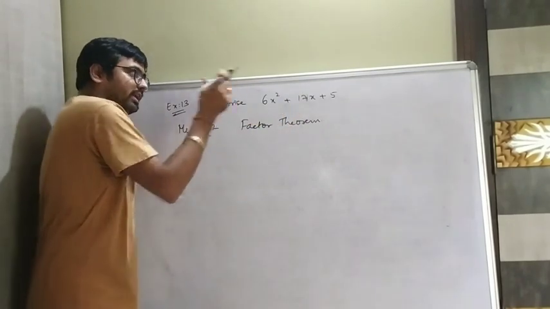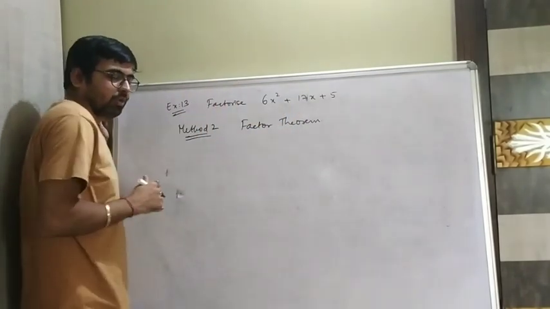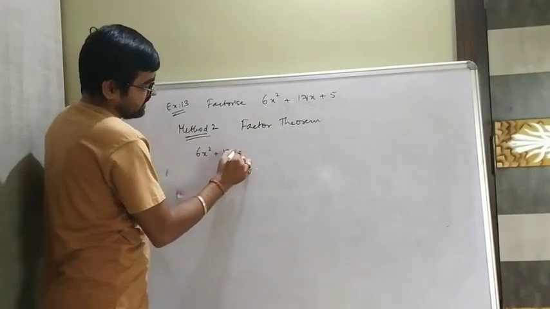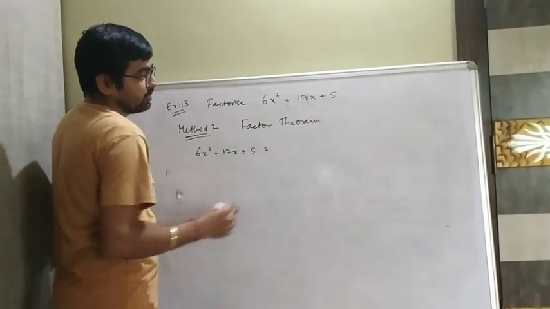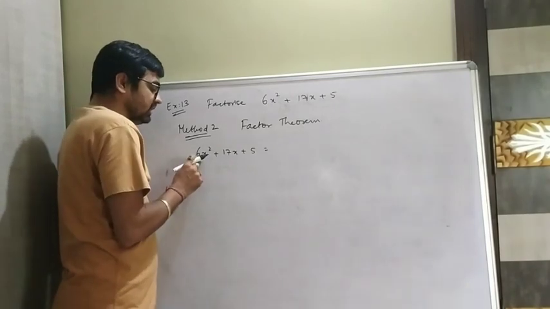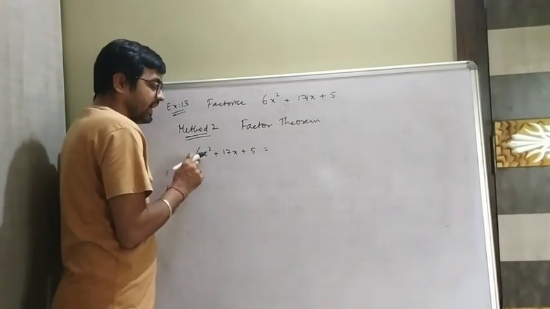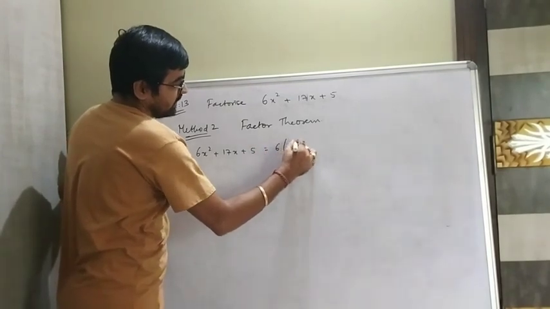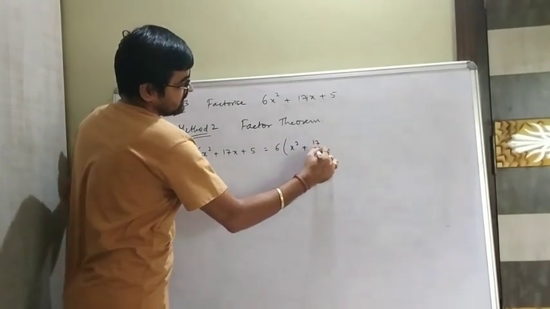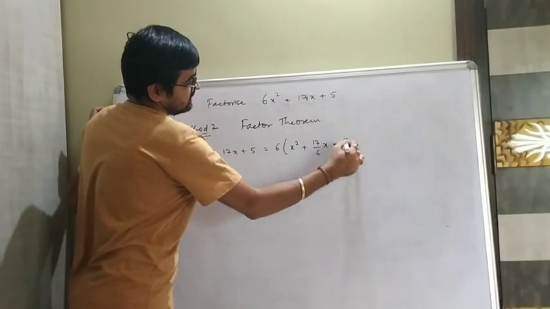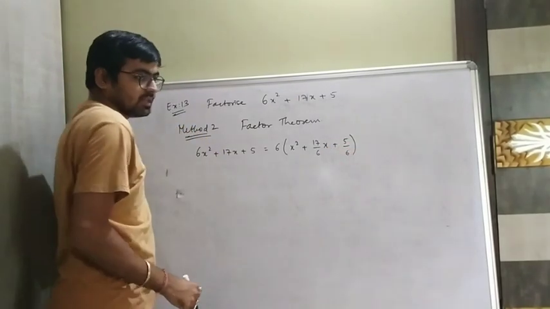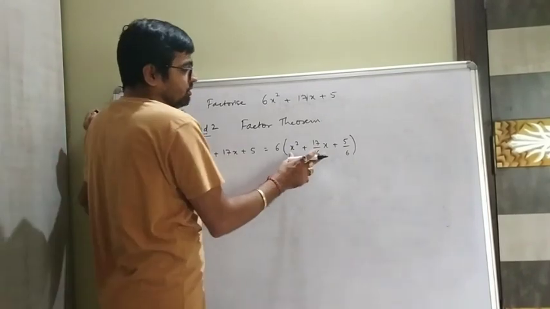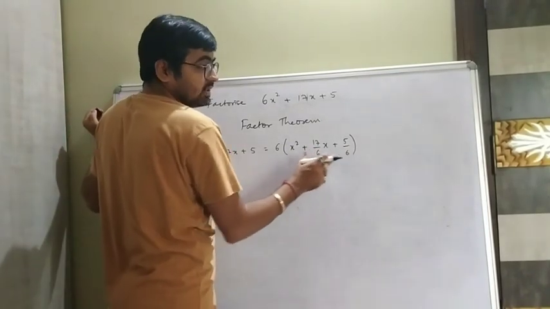First of all, look at the polynomial. It is given as 6x square plus 17x plus 5. What I will do is, I will make the coefficient of x square 1. So for that I need to take 6 common. So it becomes x square plus 17 by 6x plus 5 by 6. Simple. Why I did that? For me, now it becomes very easy to take a product of a into c.